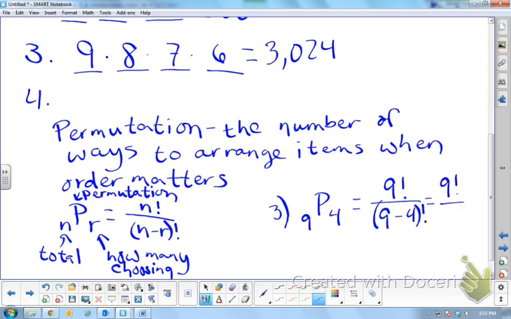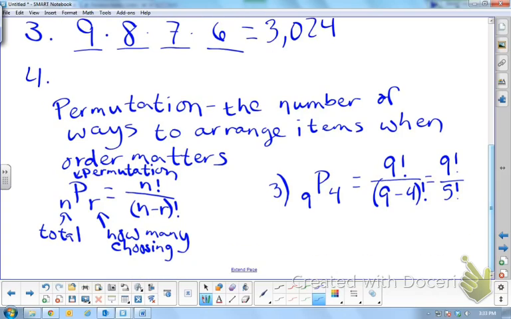First, we subtract our 9 minus 4, and then the 9 factorial divided by 5 factorial you would plug into a calculator. You would hit the 9 button, the factorial button, divided by 5 factorial, and then the equals button. Now, we already know the answer to 3 because we've done it a different way. It should come out as 3,024 when you plug it into your calculator.